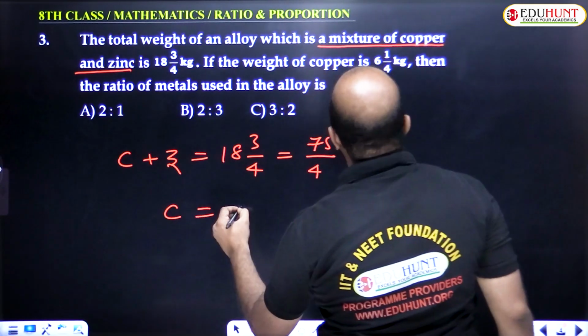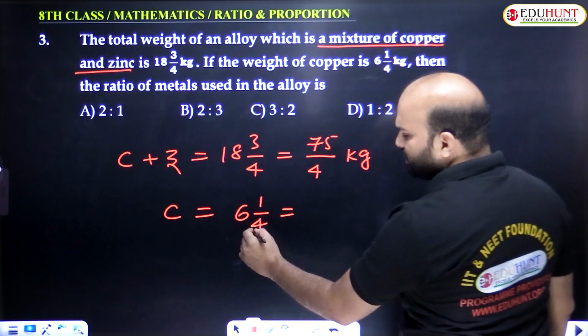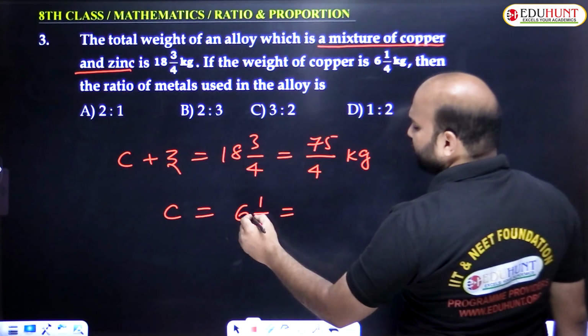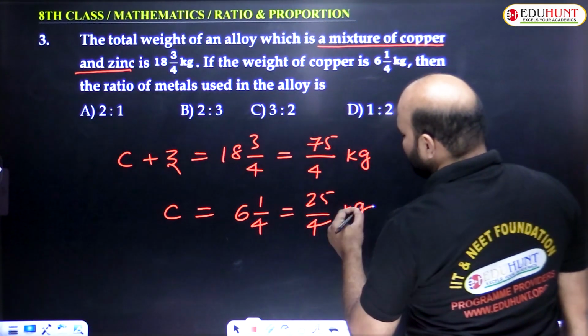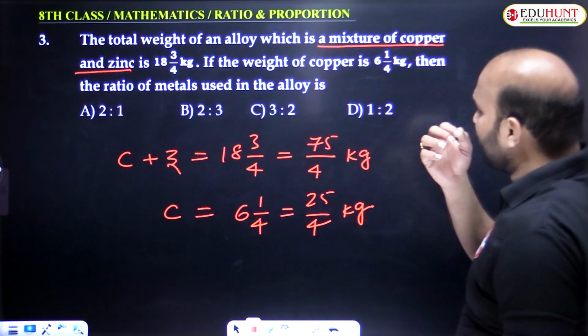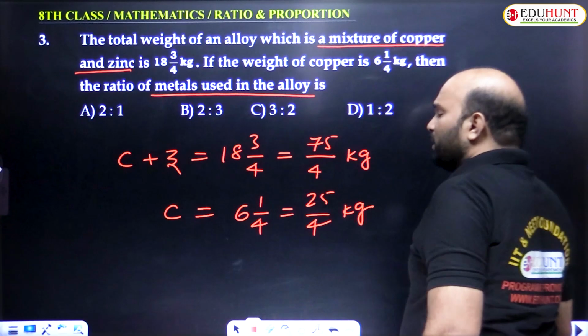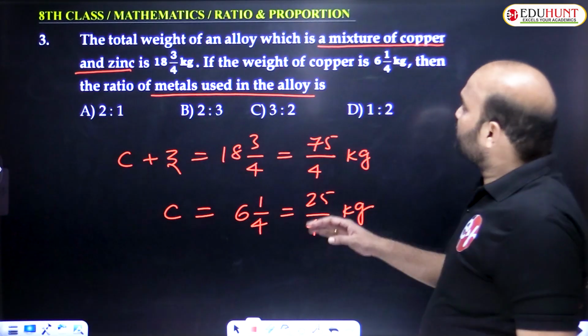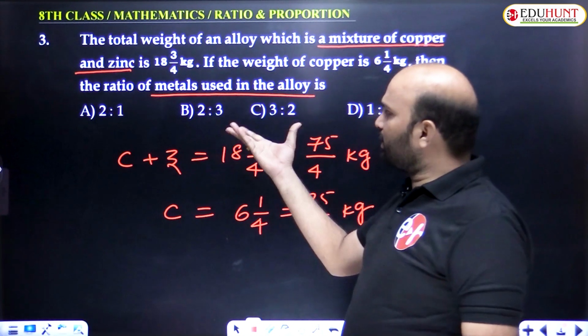The weight of copper is already given. What is the copper weight? 6 and 1 by 4. So we convert it into an improper fraction. This is a mixed fraction. 4 6s are 24 plus 1, 25 by 4 kg. Am I clear? But the question asks for the ratio of metals used in the alloy. For the ratio you should maintain the respective order. Firstly copper, next zinc. So copper is to zinc will be asked at the end.